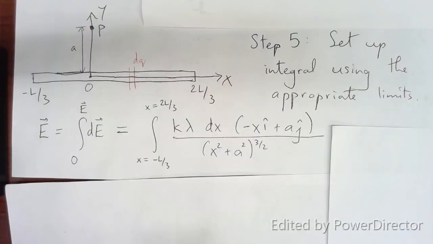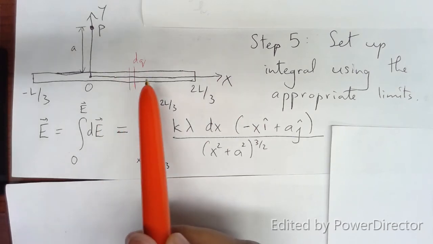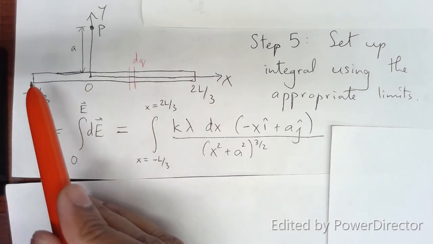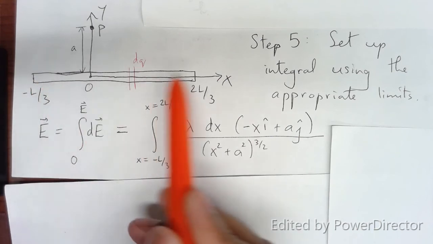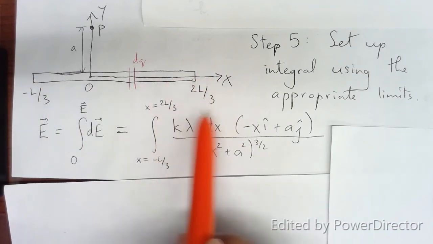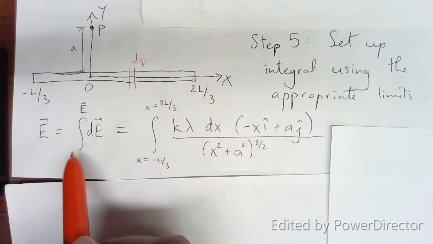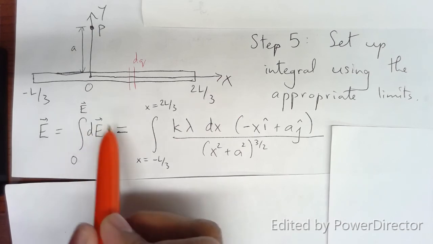And now step 5, we set up the integral using the appropriate limits. So we identified the variable of integration as x, but does dq move everywhere along x? Does it go from minus infinity to plus infinity? Or does it have bounds? So in this case, we see that dq can move all the way up till here, where x is equal to minus L over 3, and all the way up till here, where x is equal to 2L over 3. So we add up all those tiny electric fields, right?